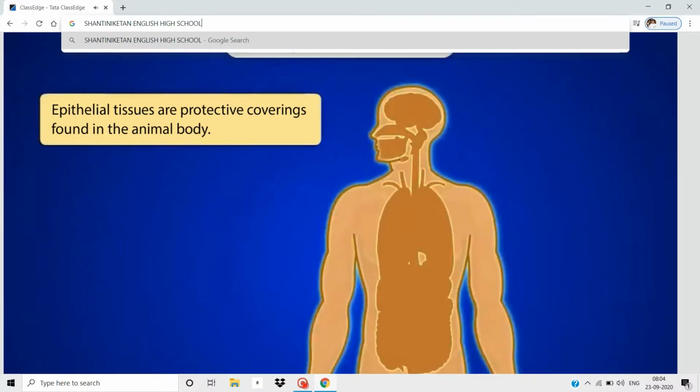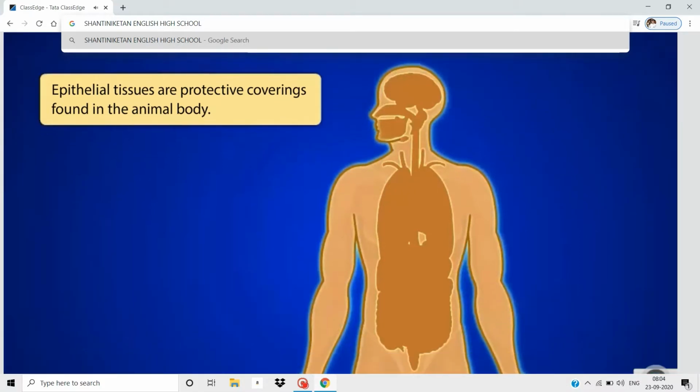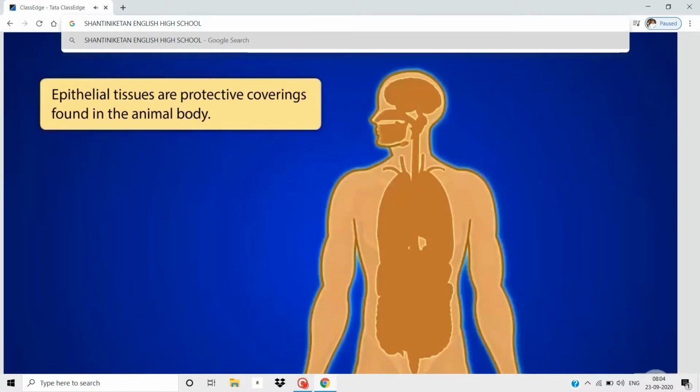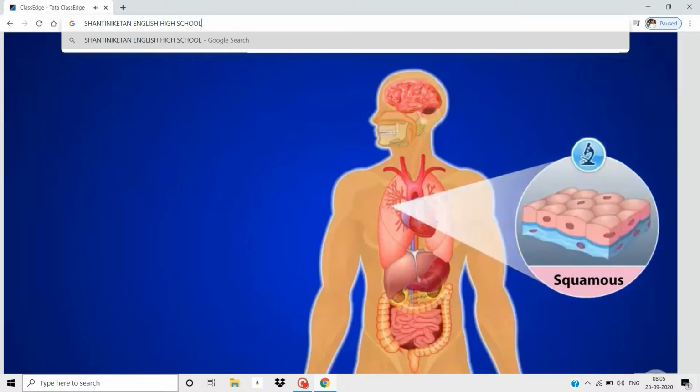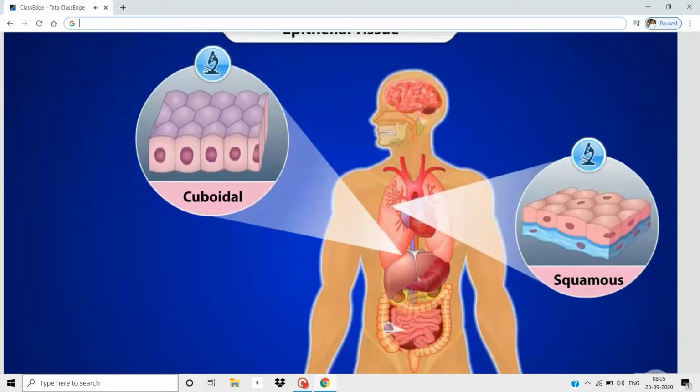Epithelial tissues are protective coverings found in the animal body. They form the surface of the skin, line the various cavities and tubes of the body, and cover the internal organs. Epithelial tissues are made of closely packed cells arranged in flat sheets. They are classified as squamous, cuboidal, and columnar.